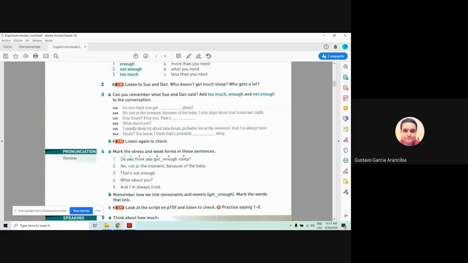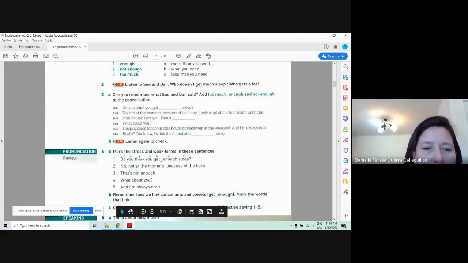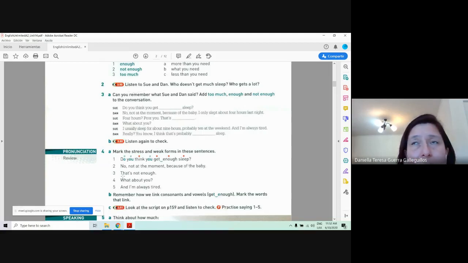That's not enough. ¿En qué nos tenemos que fijar aquí? En este sonido TH, que tiene que ser vibrante. Si yo estuviera en clase con ustedes les mostraría, pero pongan la punta de la lengua debajo de sus dientes delanteros. Y ahí vibra. That's not enough.